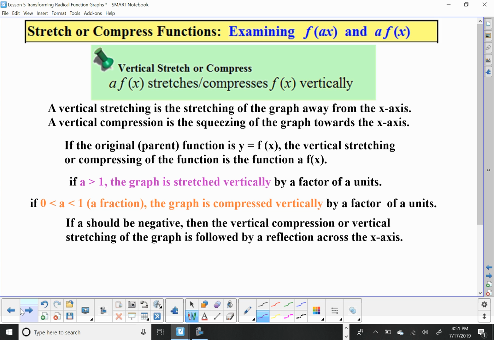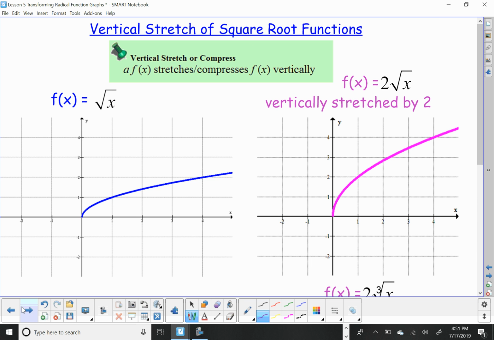Okay, vertical stretch and compress. It's exactly what it looks like. It's when you multiply on the outside. And you can pause the video and read the words. An example, stretched by 2. This pattern is 1, 1, 4, 2. But if I'm going to stretch it by 2, I'm going to multiply each of these by 2. So I'm going to go over 1, up 2, over 4, up 4.